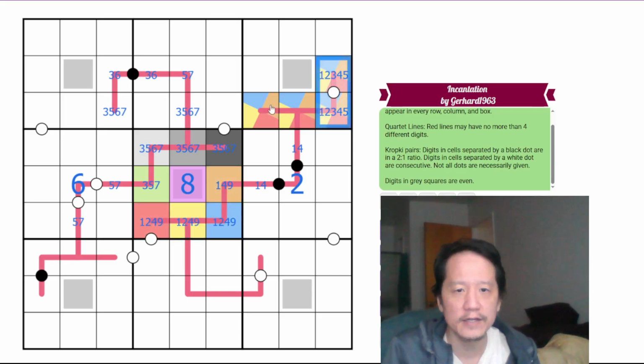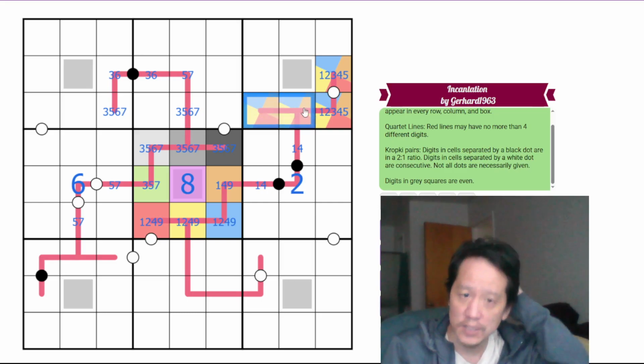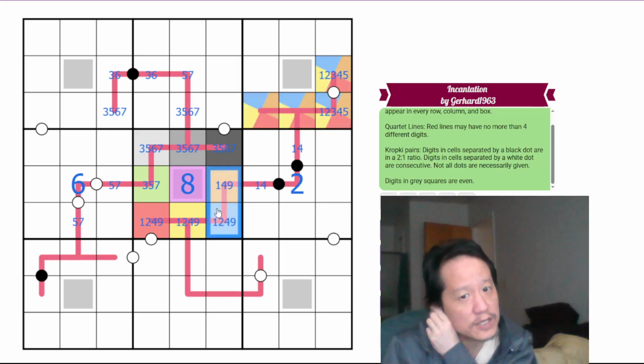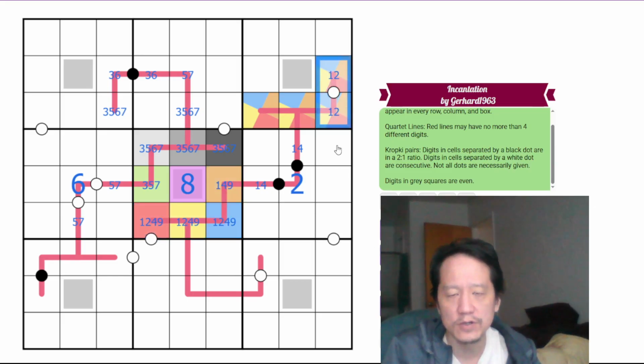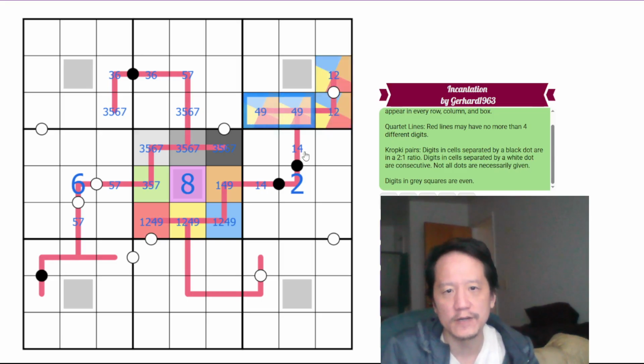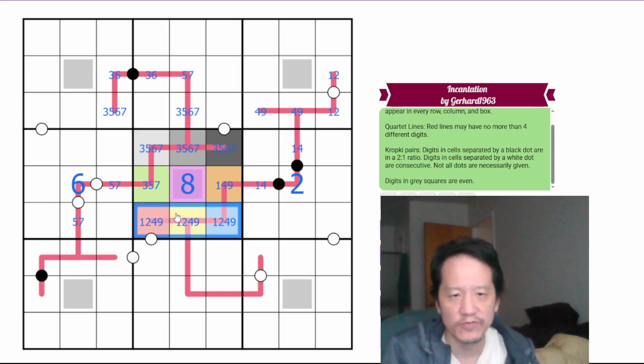Well, 9 cannot be consecutive with the other digits. And the only consecutive digits in this set are 1 and 2. So this has to be 1 and 2 here. This must be 4 and 9. We don't need actually the coloring then, because the coloring is not going to help very much here.